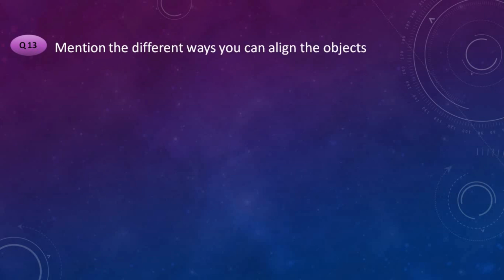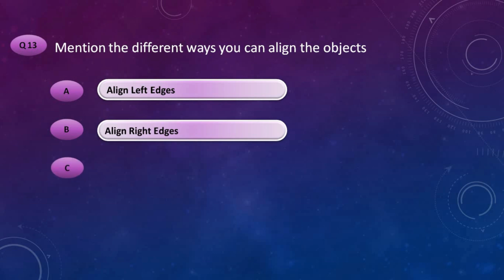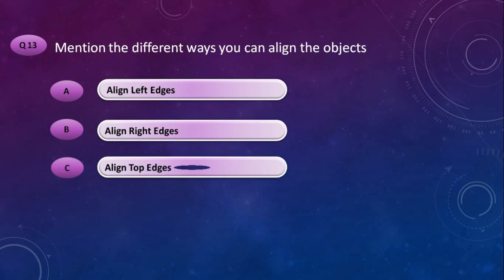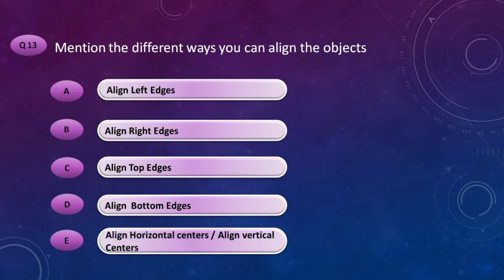Mention the different ways you can align the objects. Align left edges, align right edges, align top edges, align bottom edges, and align horizontal centers, and you also have align vertical centers.